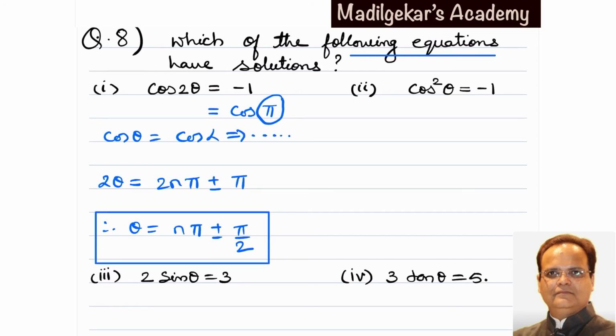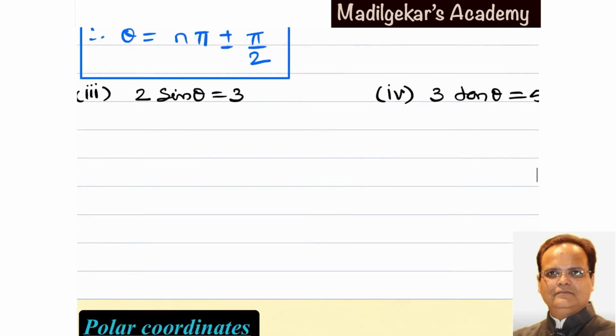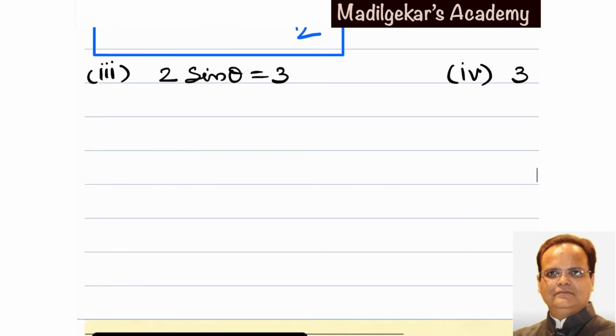Let's solve second bit. Here, the square is given to be negative. So this equation has no solution. Third bit, 2 sine theta is 3. So what will be sine theta? Which is 3 by 2, that is 1.5. Means it is greater than 1.